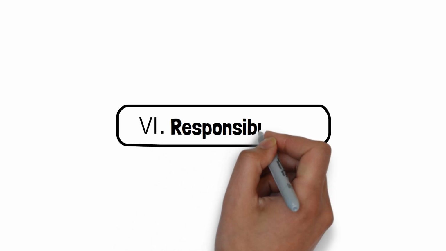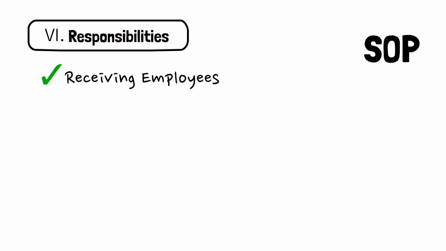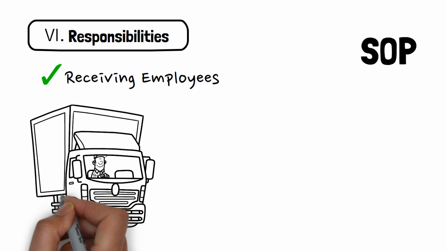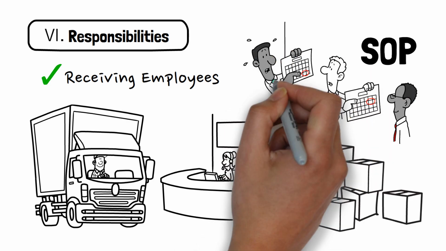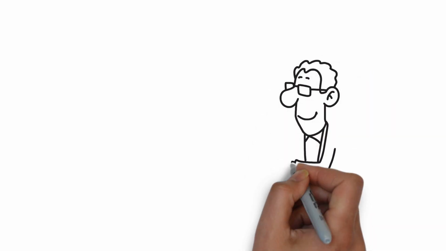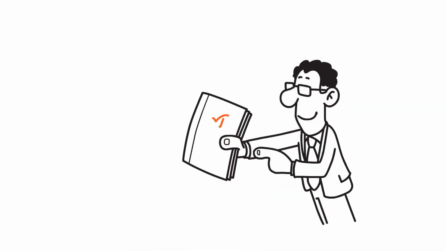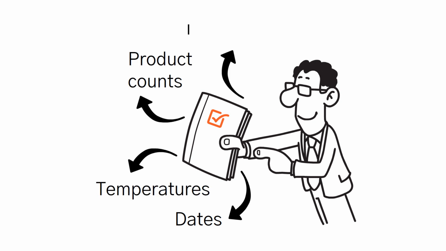Sixth, responsibilities. Now let's cover who does what. Receiving employees. Your job is to carefully follow each SOP step and report any issues you find with the product or transport container to your supervisor. All inspections must be well documented on the record of receipt. Entries include dates, temperatures, product counts, and inspection findings.